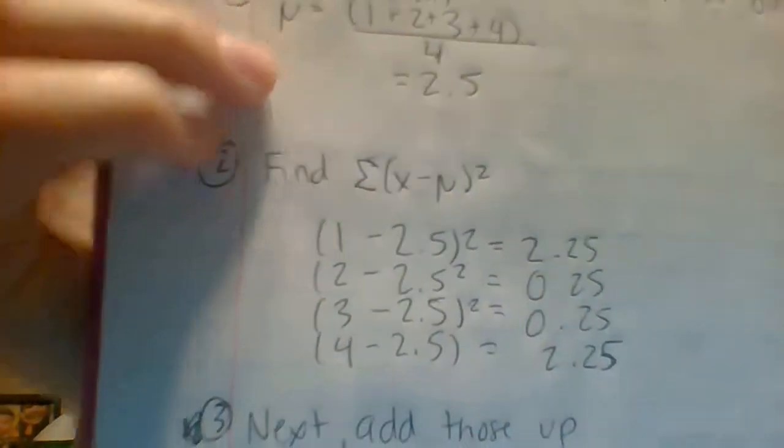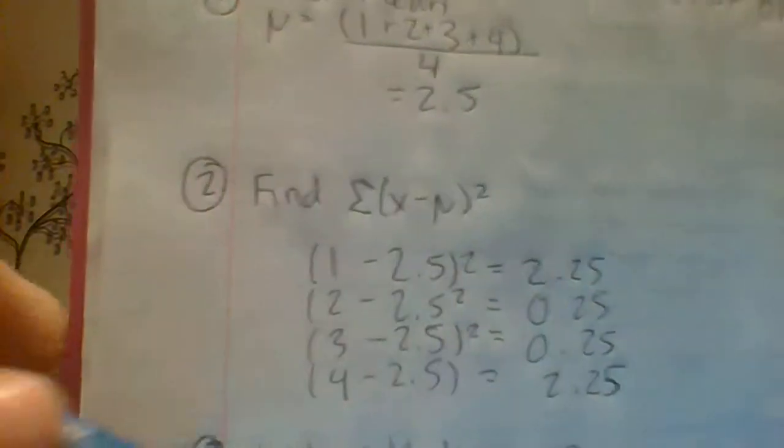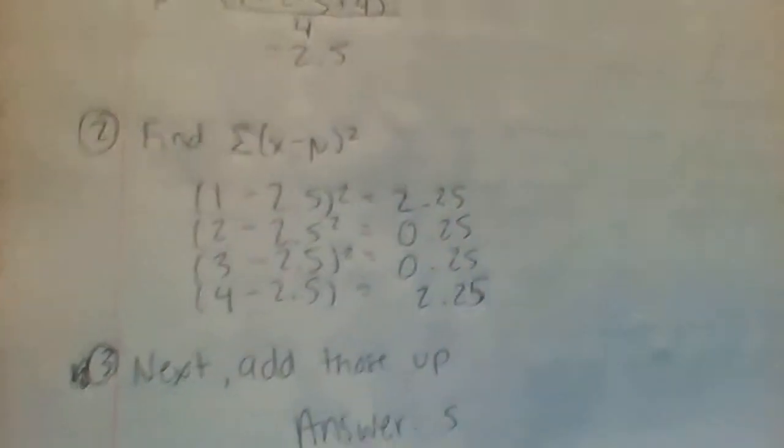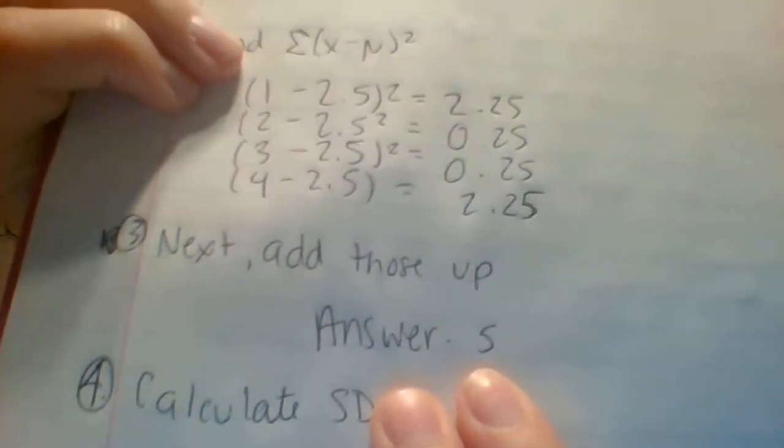Once you're done finding all these, you're going to move on to the third step, which is adding all of these answers together. Once I did that, I got the answer of 5. So once we calculate that, we can put our answers into the formula.